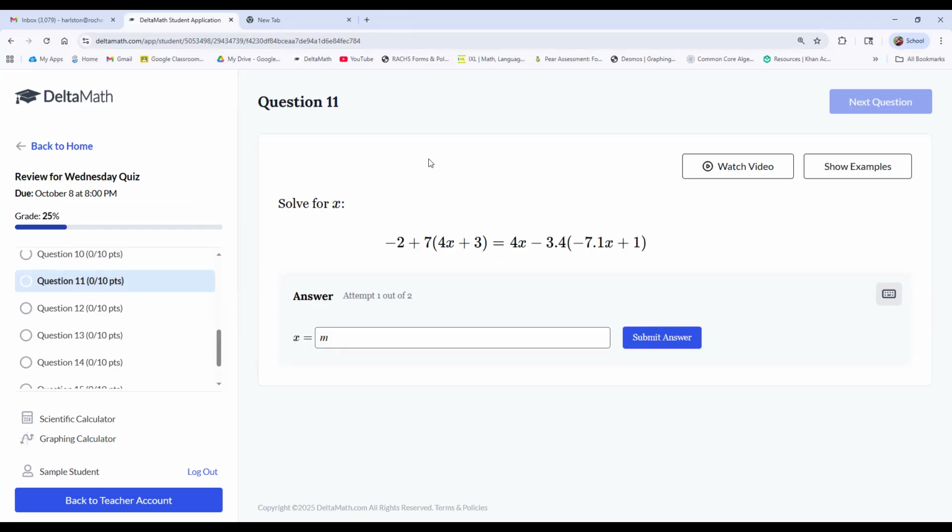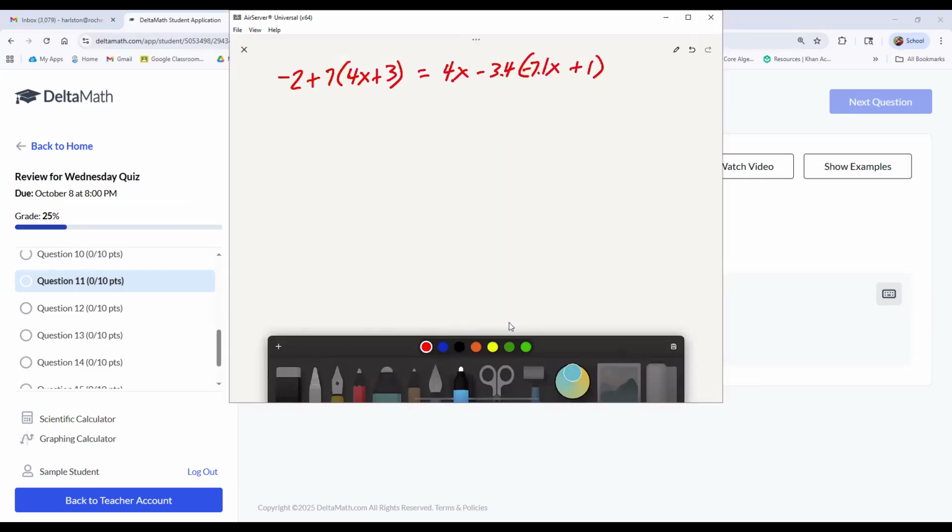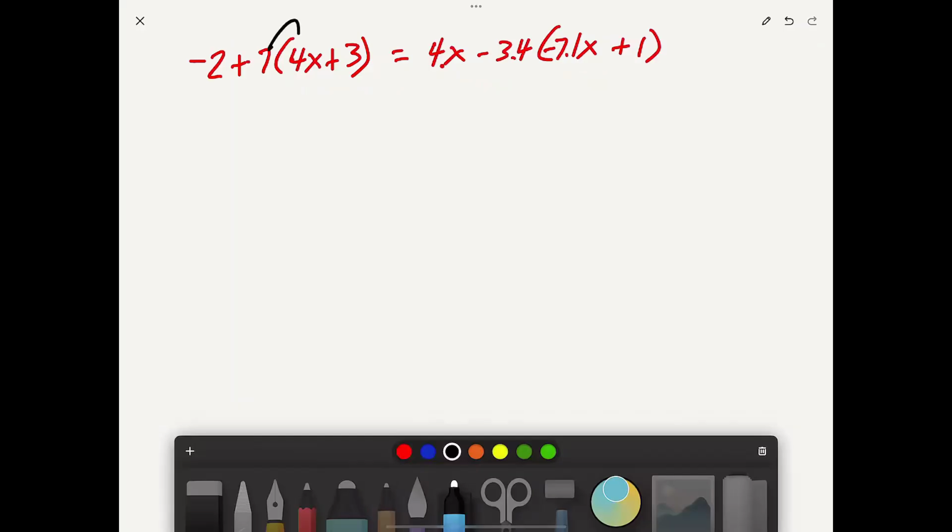All right, so now here we go. The first thing you need to do in order to solve this is get rid of parentheses. So I'm going to go 7 times 4, that's going to be a positive 28x, and then 7 times 3, that's going to be a positive 21. Over here, I'm going to use the calculator since I have some decimals. I want to make sure I don't make a careless mistake, but I'm going to multiply negative 3.4 times a negative 7.1, and then negative 3.4 times 1. I already know that one. It's going to be a negative 3.4.